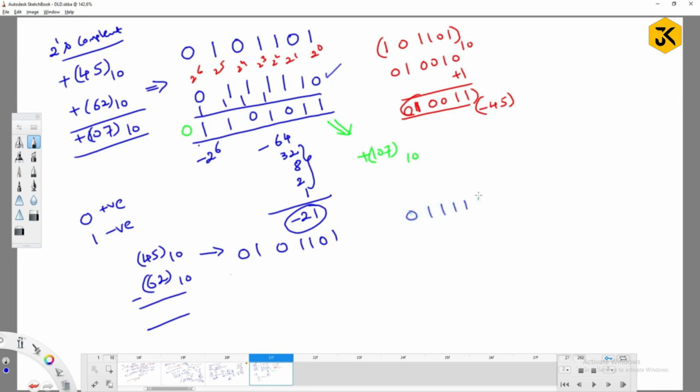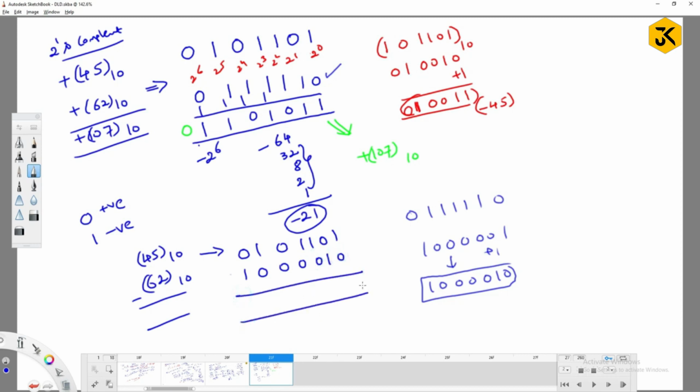0 5 ones followed by 0. For this, if you are trying to calculate the complement, 5 zeros, 1 1. For this, we are going to add plus 1. You are going to get 1 0 0 0 0 1 0, which is the complement of 62, meaning minus 62. Right? Try to add 1 0 0 0 0 1 0.